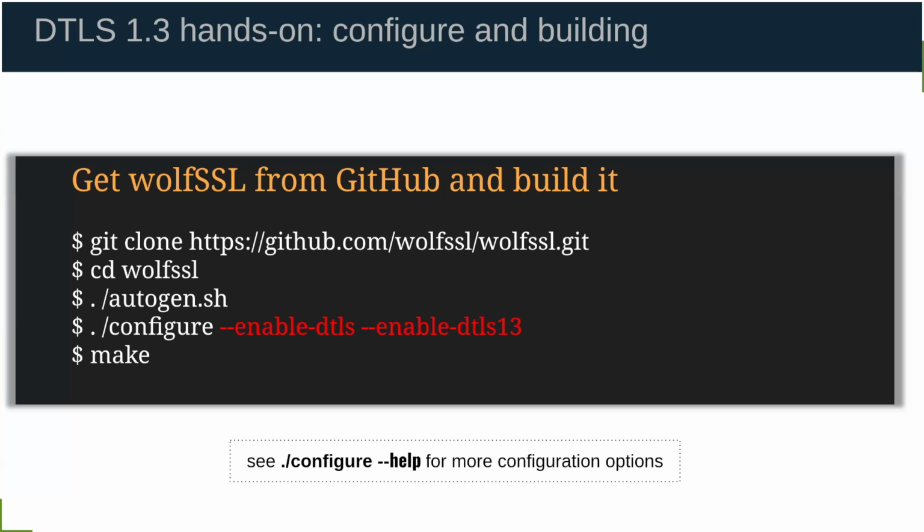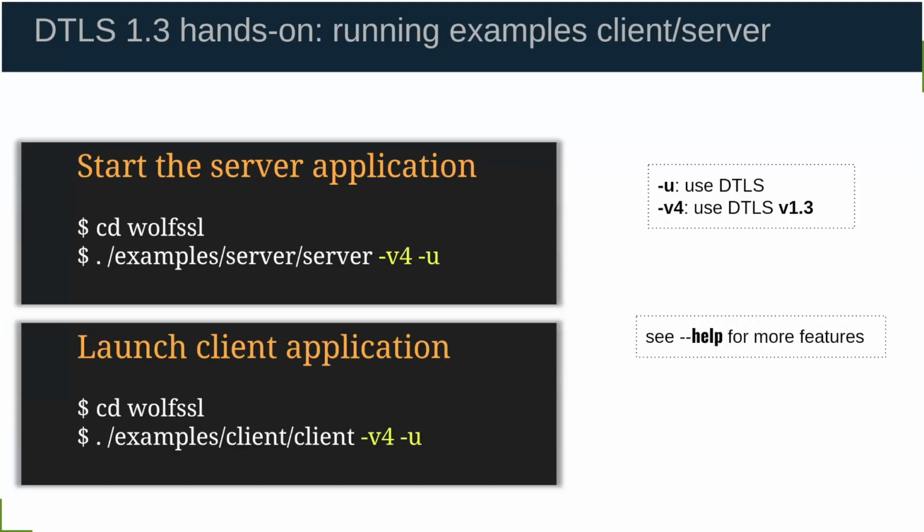The important options to enable to use DTLS 1.3 are --enable-dtls and --enable-dtls13. Configure has a lot more configuration options. You can use --help to look over them. Once you build the library, it has a very good client and a very good server example that showcase all the features that are built in the library. They are under examples/client and examples/server.